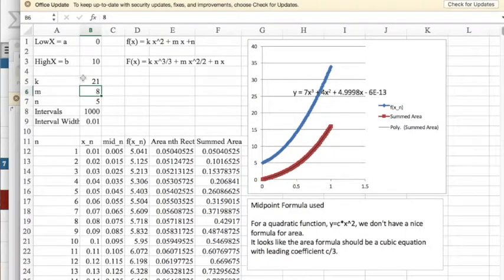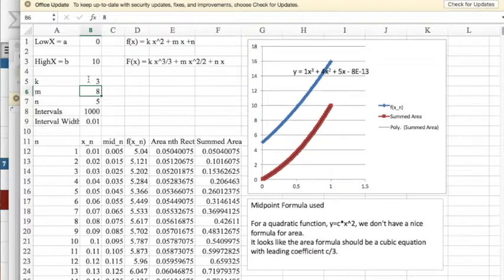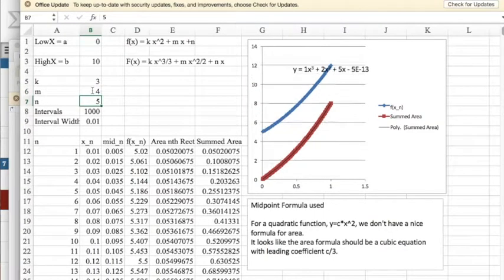21. Go back to 3. This we got from the previous time, and so I'm dividing by 2.